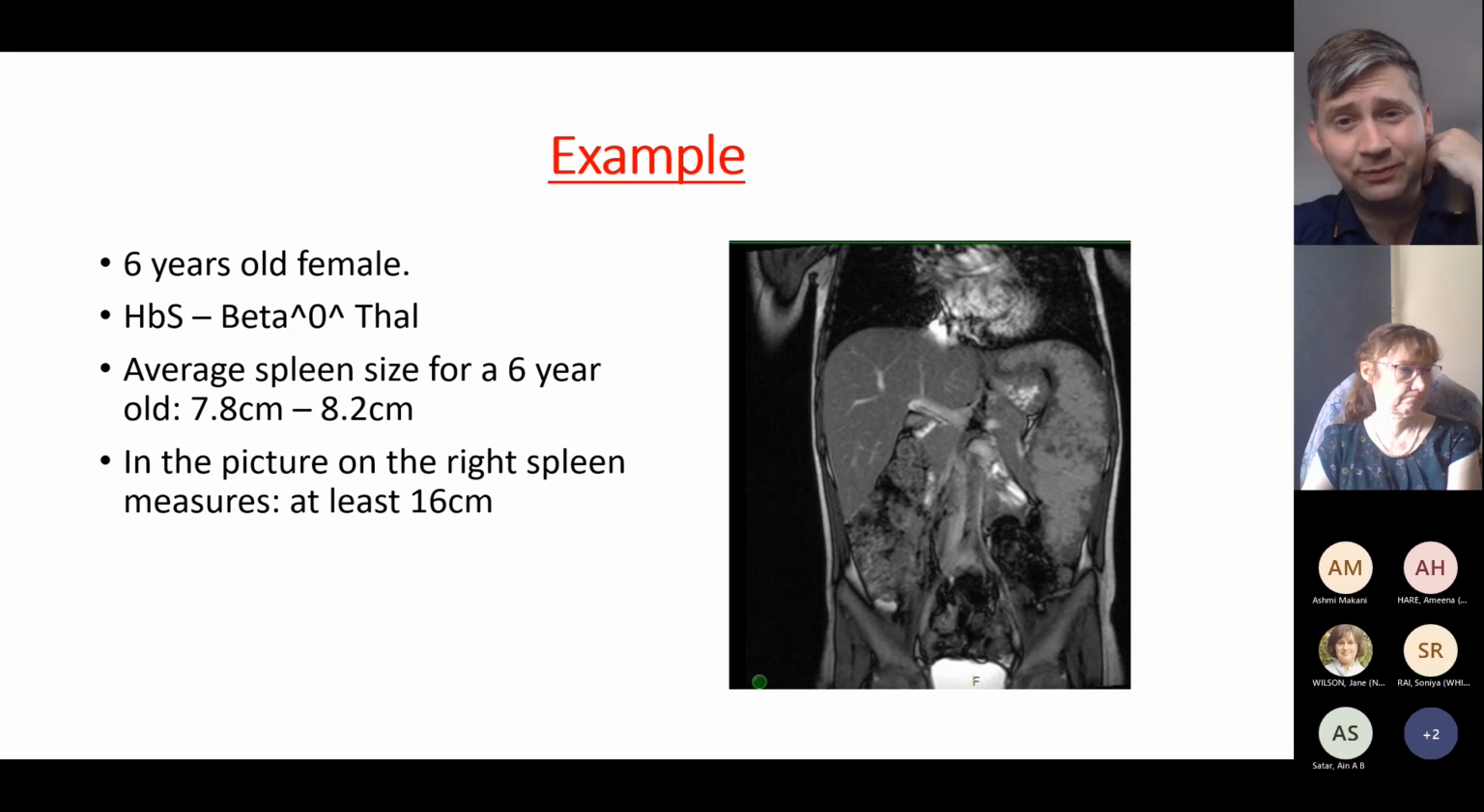So this is one of my patients who's consented. She's been in journals, she's been in everything. So she was 6 years old. She's got HbS beta-zero thalassemia. So again, quite a severe form. For her age, her spleen should average about 7.8 to 8.2 centimeters.